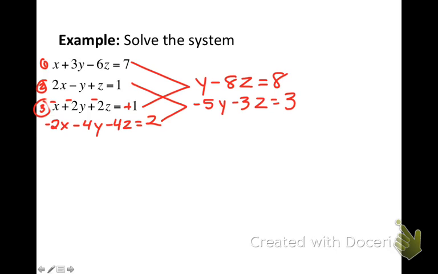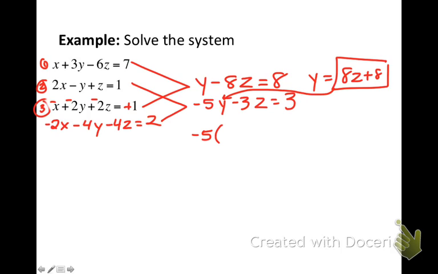You guys do elimination or substitution? Substitution. Okay, let's do a substitution. Why not? And 8z. Move that over. So that gets me y is equal to 8z plus 8. And I'm going to plug that in place of my y. So negative 5 times 8z plus 8 minus 3z equals 3.